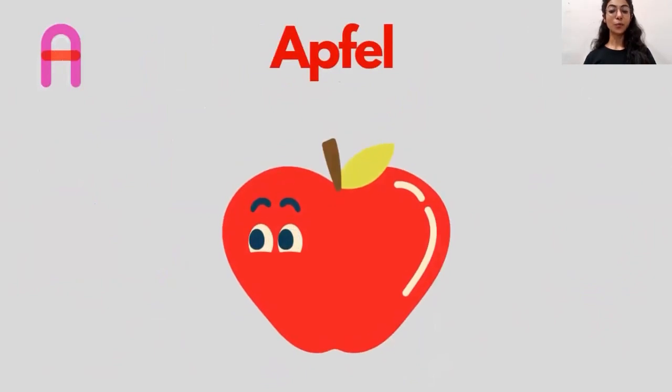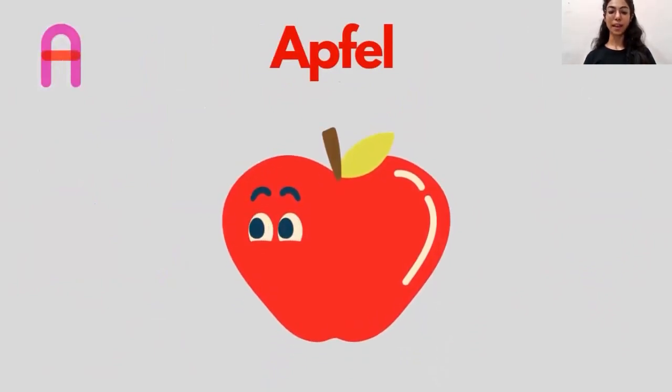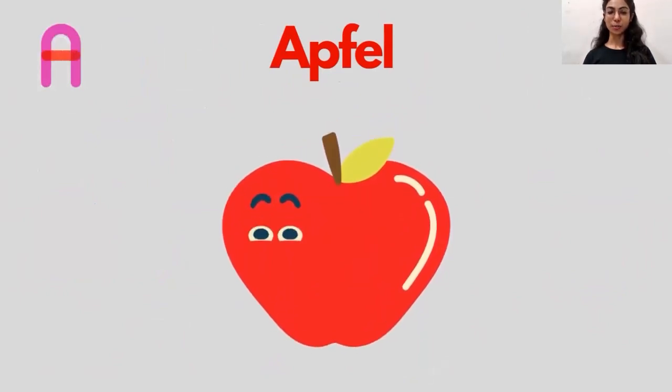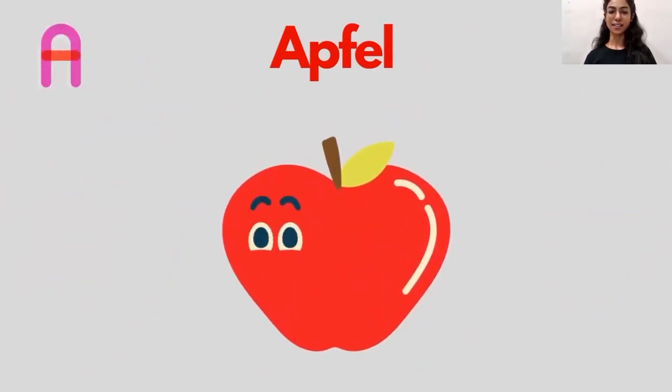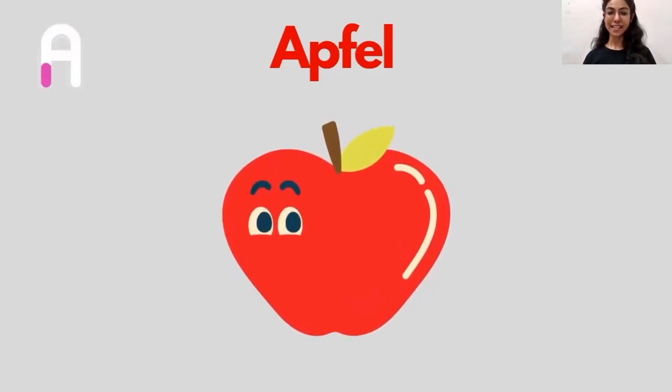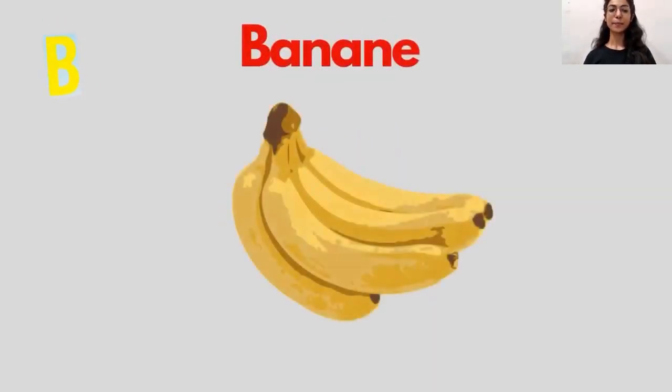Now we will learn one by one how to spell them, and then we all will sing together the alphabet song. So let's go. So A in English is A in German. Say A. Right. Next is B. In German, it is B. Say, repeat after me, B.